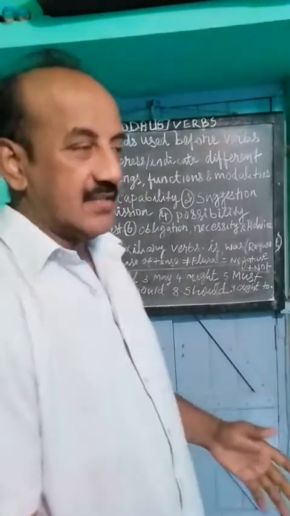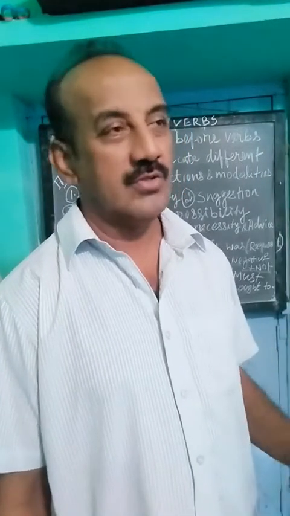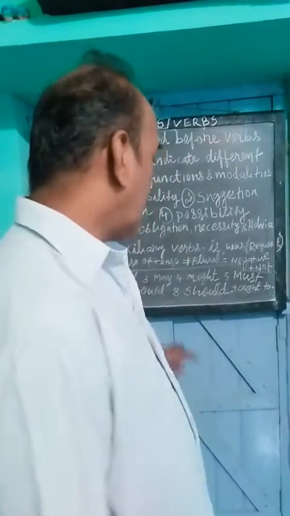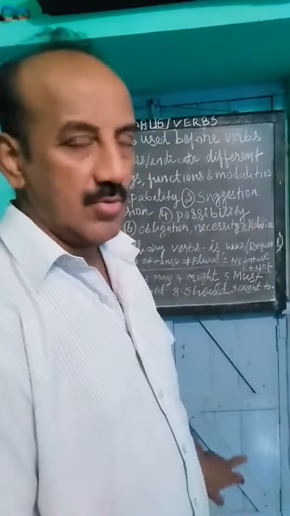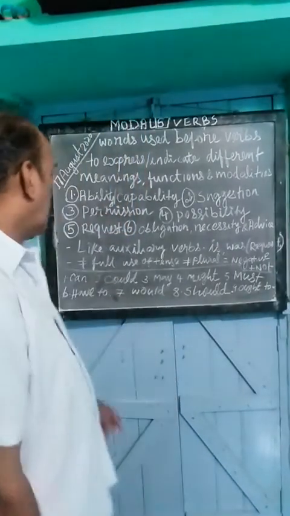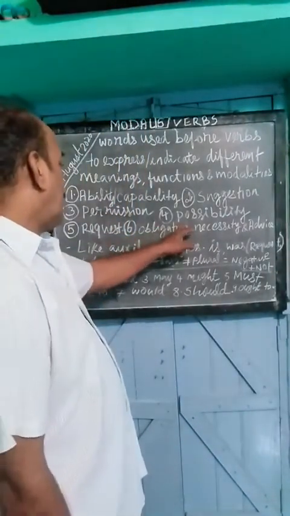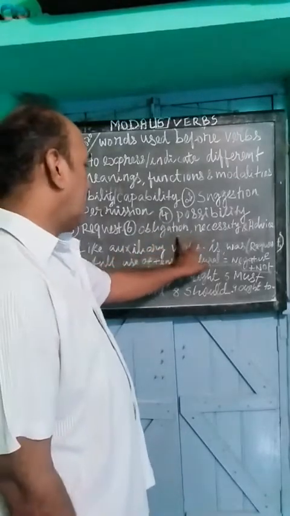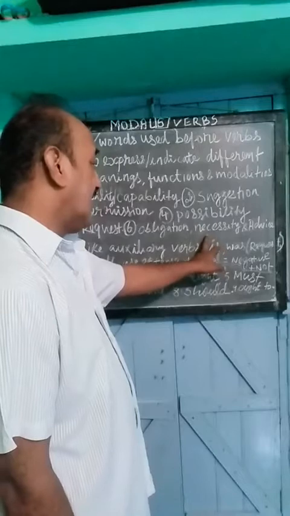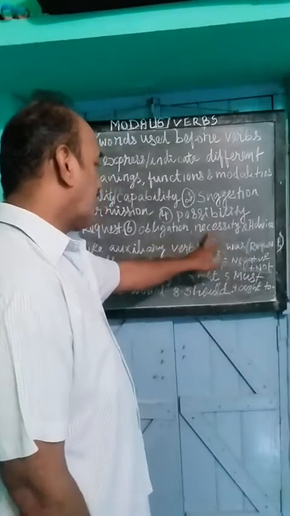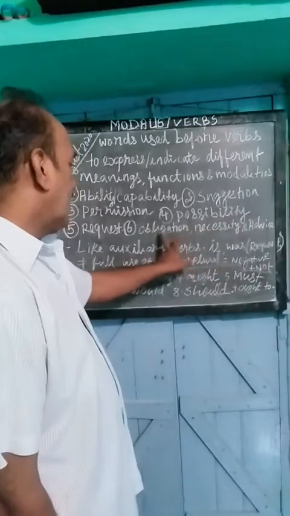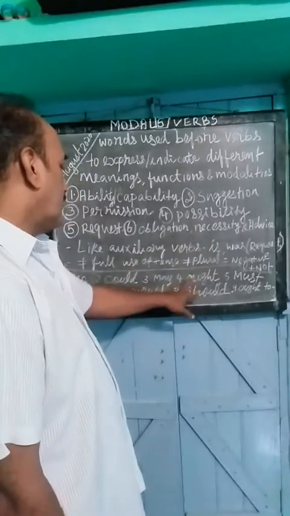There are words like, will you come? Or shall I go? These are not given, but shall and will can also be used, though it is not in your book. Okay, let's leave it. Now, possibility, request, obligation, necessity, need, advice, command, order, all these words are used to express the same kind of meanings.